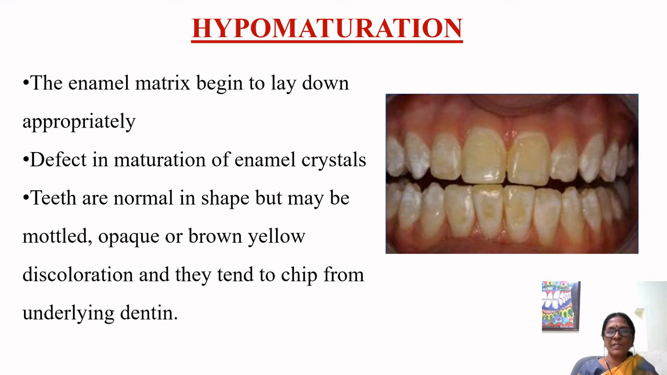Coming to hypomaturation, the enamel matrix begins to be laid down appropriately, but there is a defect in maturation of the enamel crystals. Teeth are normal in shape but may be mottled, opaque, or show brown-yellow discoloration, and they tend to chip away from the underlying dentin.